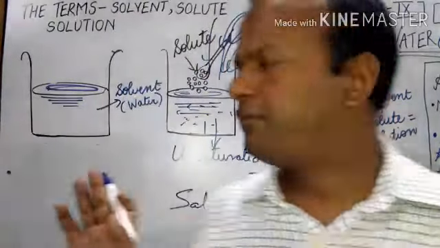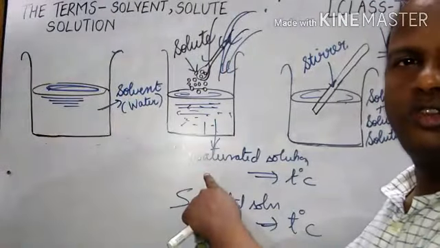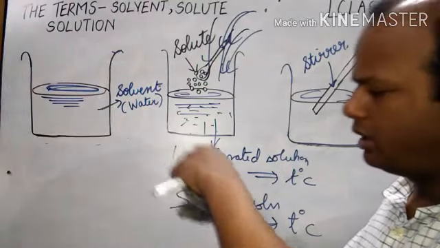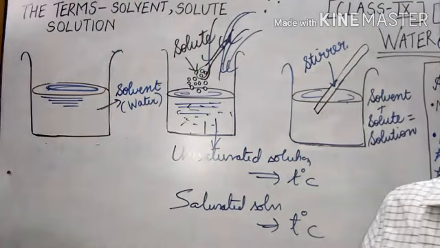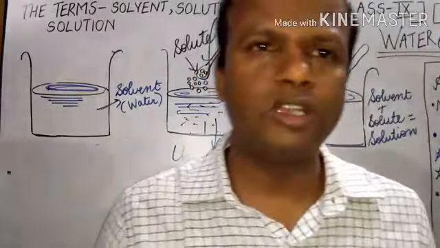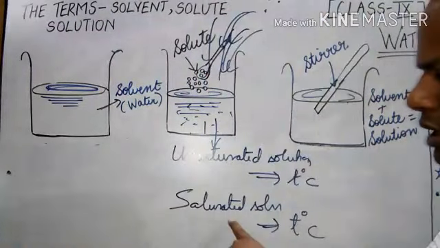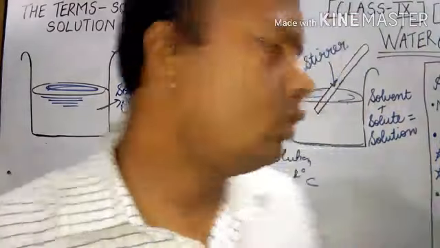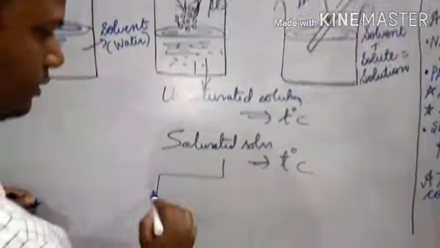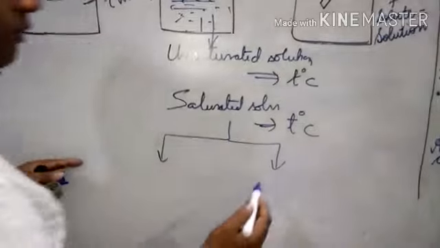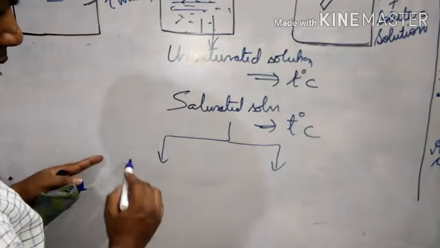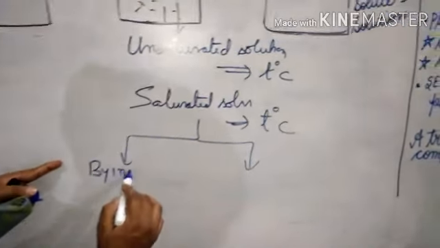So this is the difference. Unsaturated means more solute can be added, and saturated means no more solute can be added at a particular temperature T. Now, if you want to make it unsaturated, it can be done. Yes, the saturated solution can be made unsaturated.